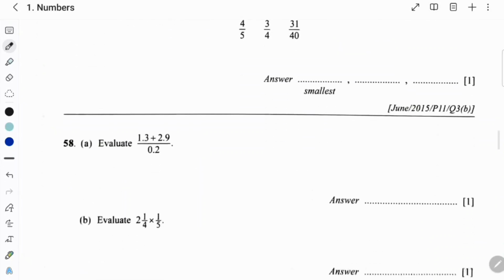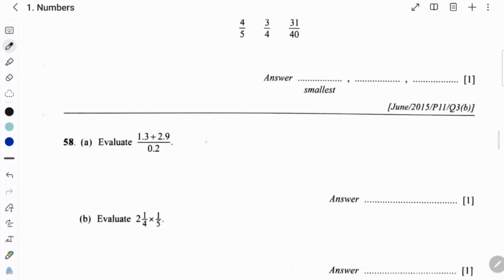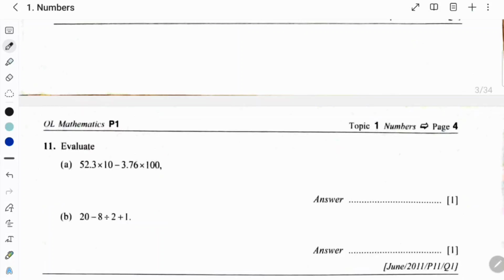For example, if you have this type of question 58 part A, there is addition and division both. So 1.3 and 2.9. 9 and 3 is 12. 2 plus 1 plus 2 is 4. 4.2 divided by 0.2. They both have one digit after the decimal. So 42 over 2. That is equals to 21 is the answer.